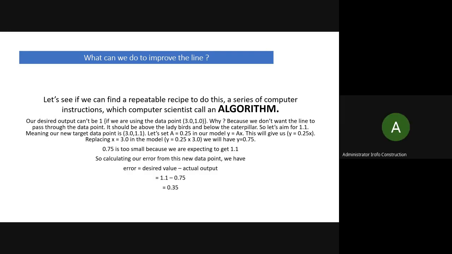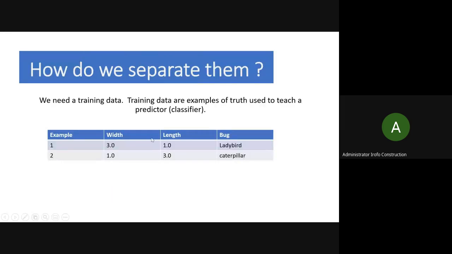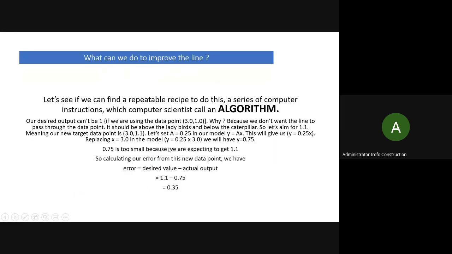So if we place this one, we have y is equal to 0.5. But when you check the true data here, the value for the length here is 1. We said we want the value that's above the length 1, so we want something like 1.1. That's why 0.75 is too small, because we were expecting to get a value of 1.1. So here you can still find an error.